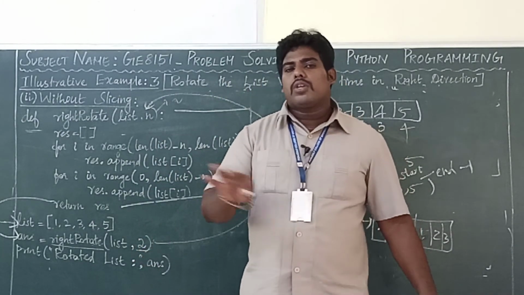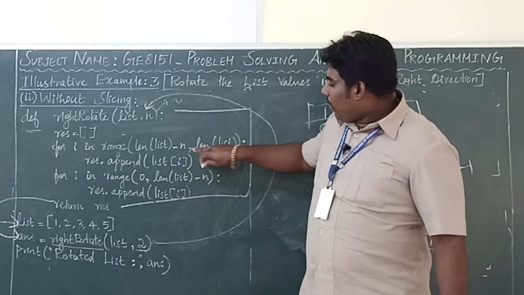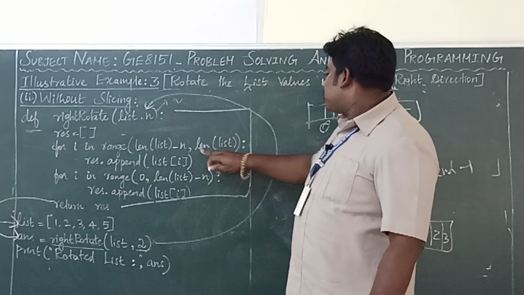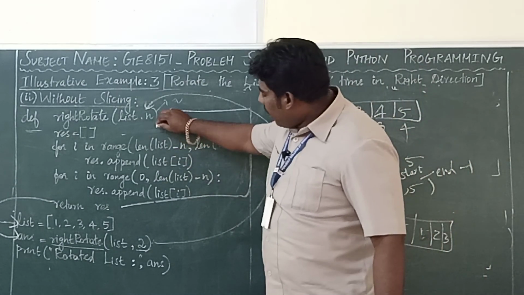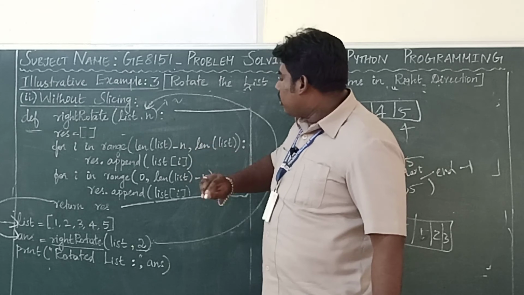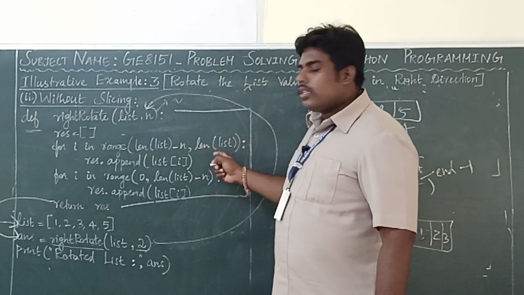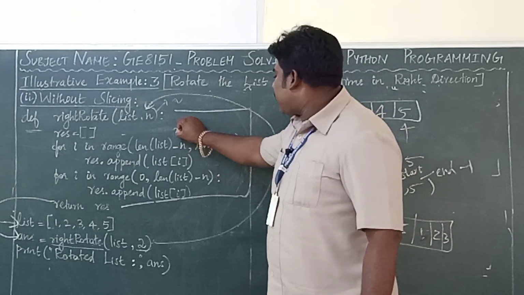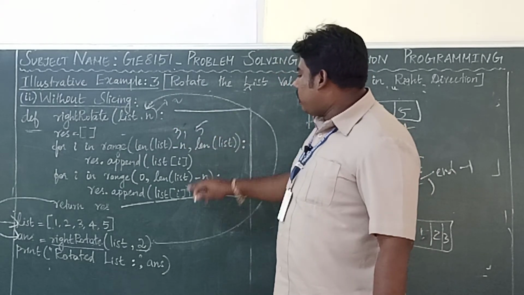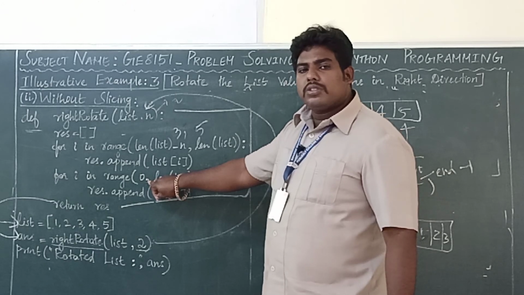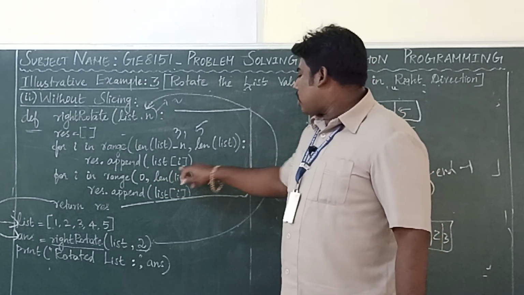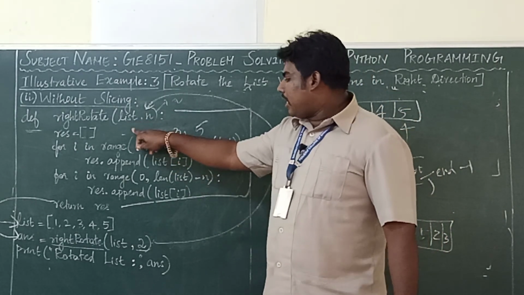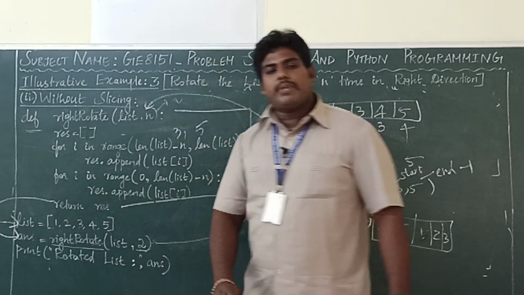So 2 times you are rotating here. In the first for loop, I want to rotate 2 times, right? So what is here? 5 minus 2, 3 comma 5. 2 times I am rotating, so I am taking 3 comma 5, 2 values. Then I want to take from 0 to 2. So 0 comma 3. 2 times I am rotating and storing in the empty list. Then I am returning the empty list here.